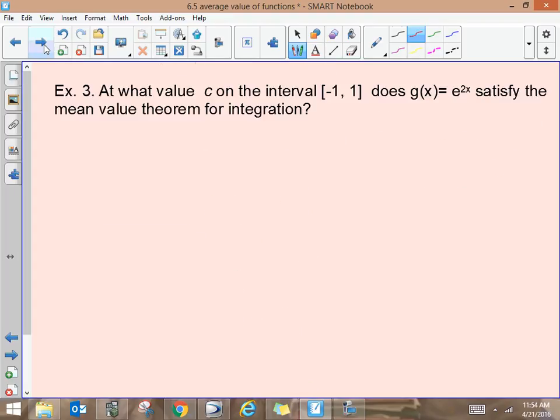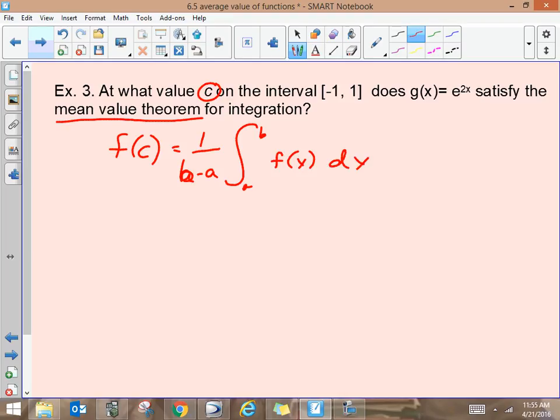Okay, at what value c on the interval -1 to 1 does g of x equals e to the 2x satisfy the mean value theorem for integration? Okay, what is the mean value theorem again? What is the mean value theorem? The previous slide. f of c times the interval, A to B, equals the integral from A to B of f of x dx. So anytime we talk about the mean value theorem, you have to remember that formula.